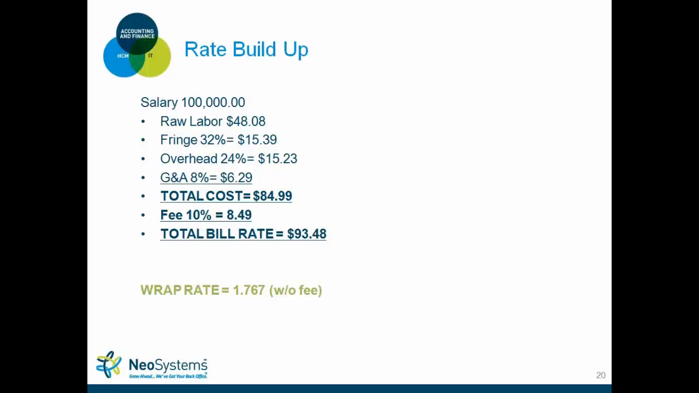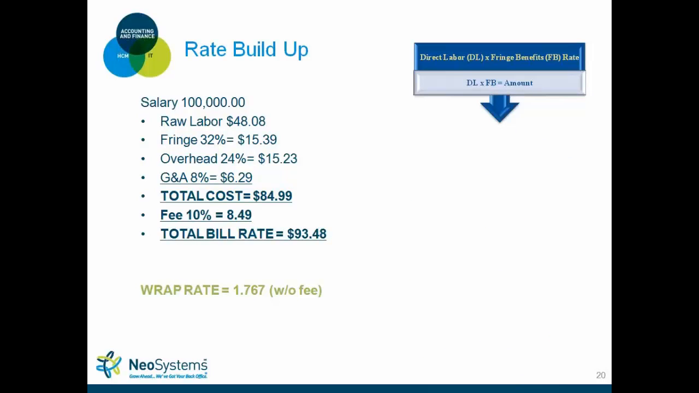So in this example here, once you've gathered that data and you know that the data that you have is correct, then you're able to build up, in this example, a salary of $100,000. So the raw hourly rate is $48.08 an hour. So how you determine your wrap rate or your cost buildup, and this is pretty much how DCAA is going to look at it.